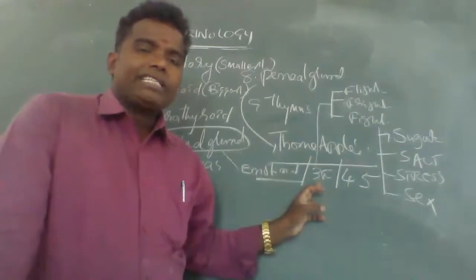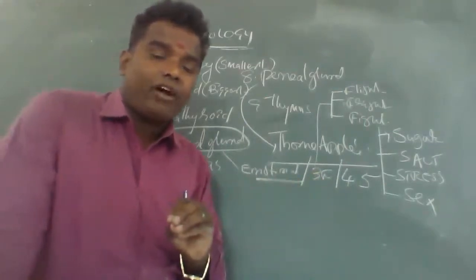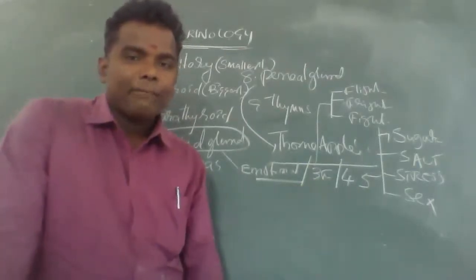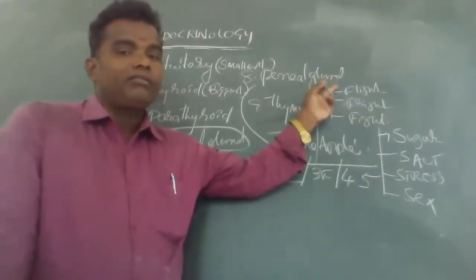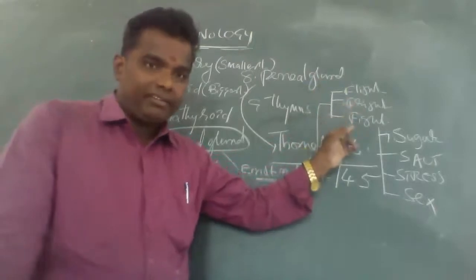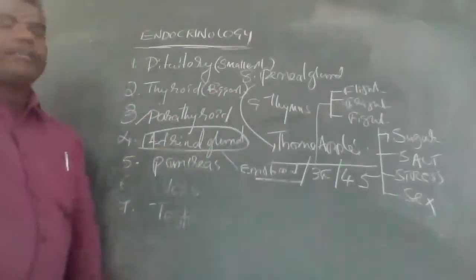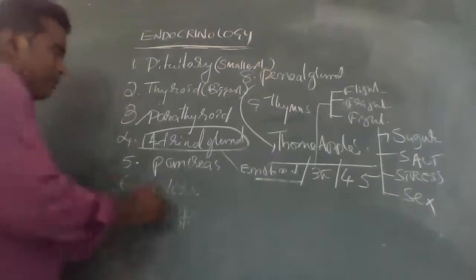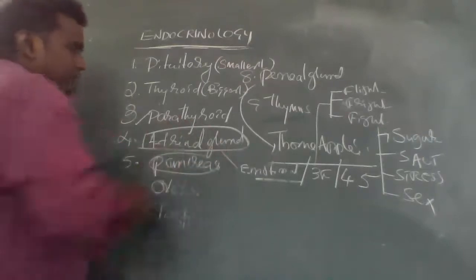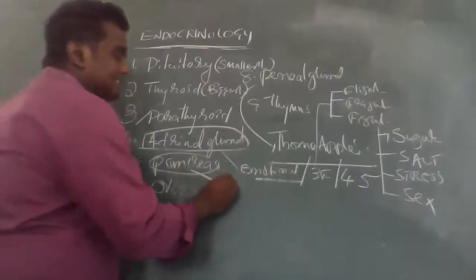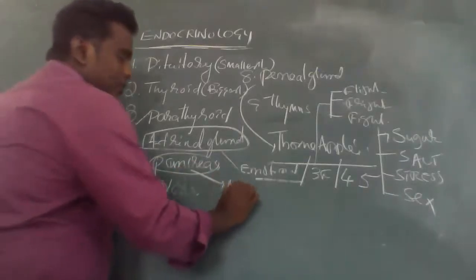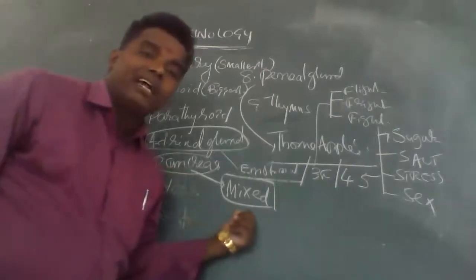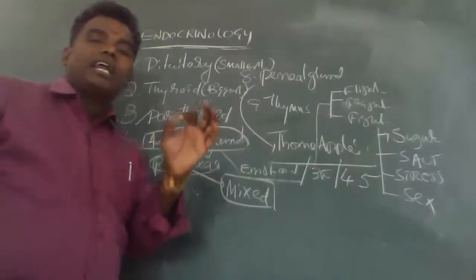Which gland is also known as the 3F hormone gland? What is 3F? Flight, fright, fight. So this is called the 3F hormone. Clear? Now let us come to the next point. Pancreas. This pancreas is also called a mixed gland. Pancreas is also called what? Mixed gland. Second biggest endocrine gland.